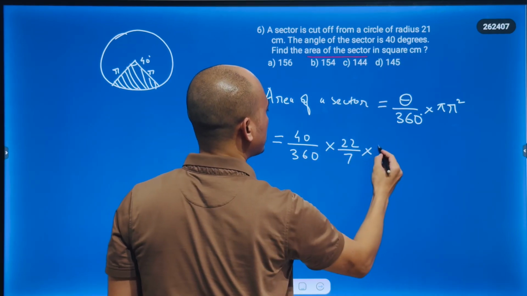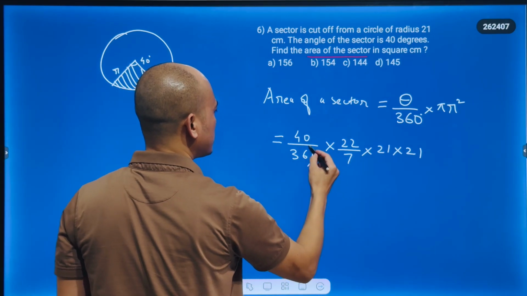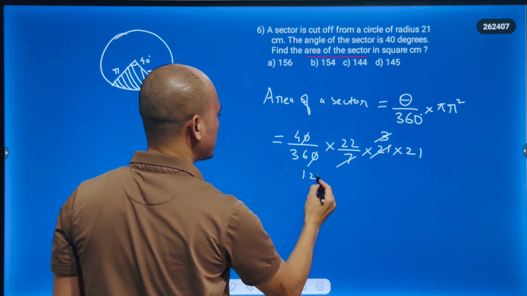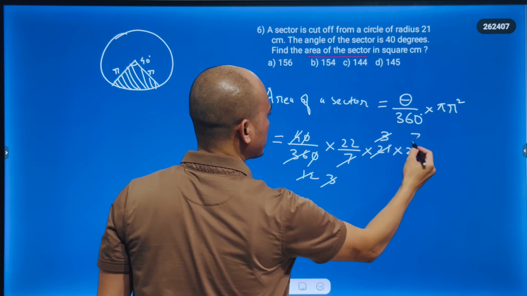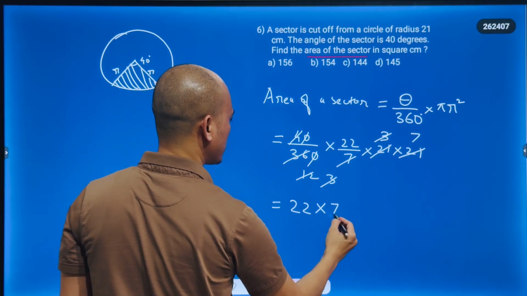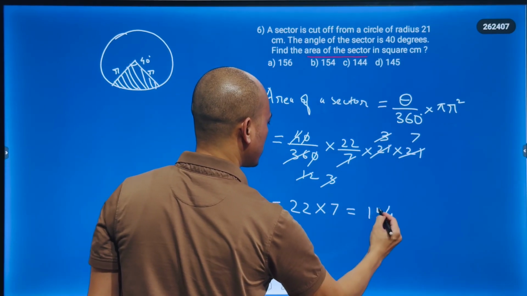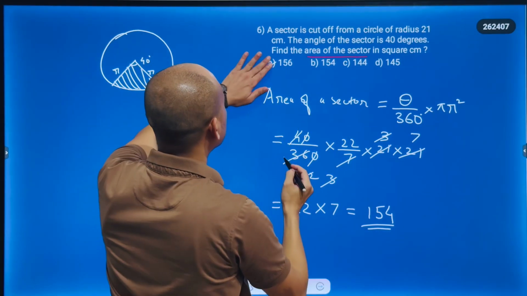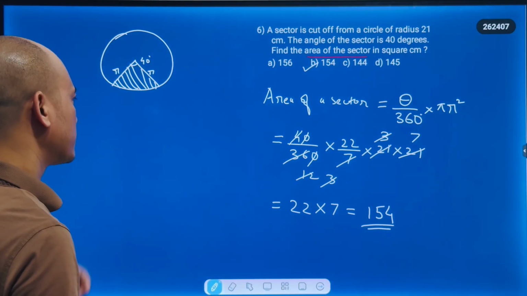So r is given 21, so 21 into 21. Now we cancel 0 0, 7 3s are 21, then 3 12s are 36, then again 4 3s are 12, then 3 7s are 21, and what remains, the balance here is 22 into 7, so 2 7s are 14, 2 7s are 14, 14 plus 1 remainder 15, so 154. Option B is the correct answer here.